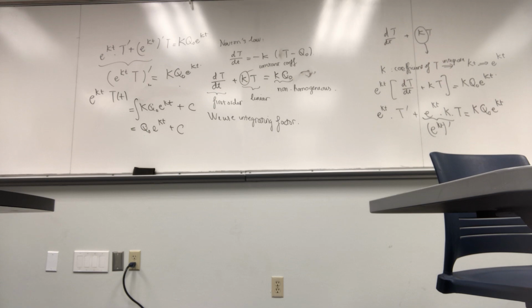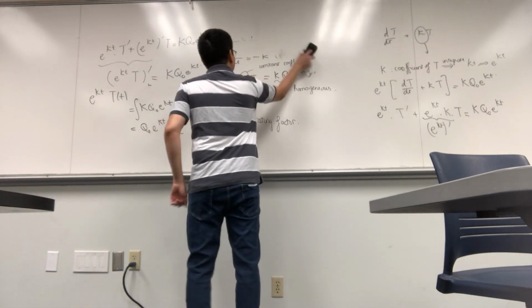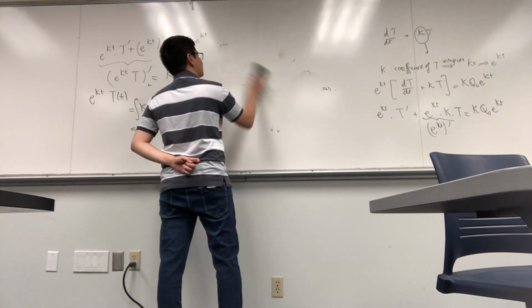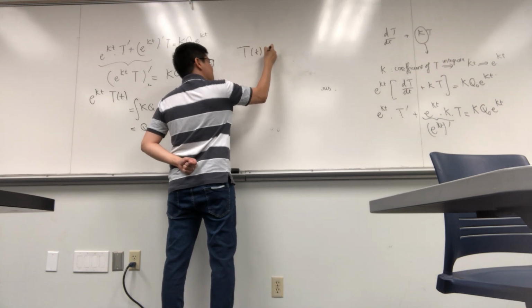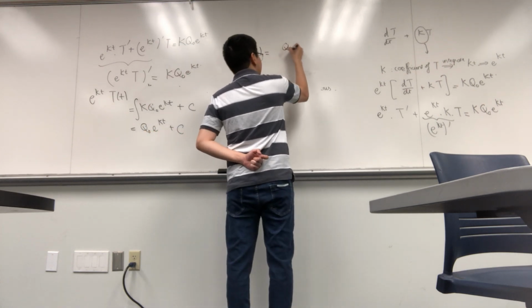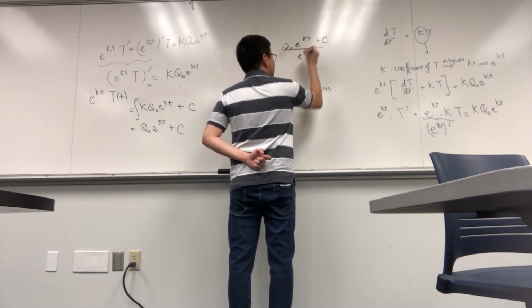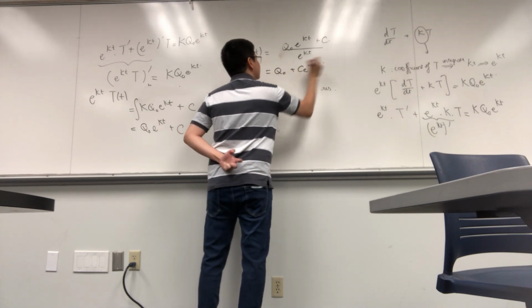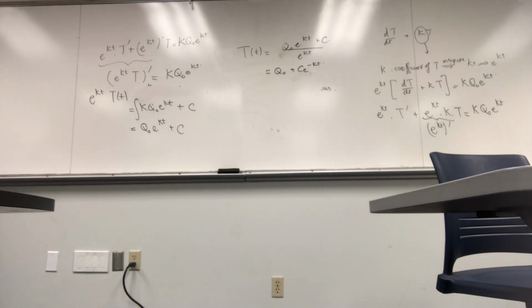You could divide both sides of the equation by e to the kt. So you have T is q0 e to the kt plus c divided by e to the kt. So this gives me q0 plus c e to the power minus kt. Right? So this is basically the solution of this equation.